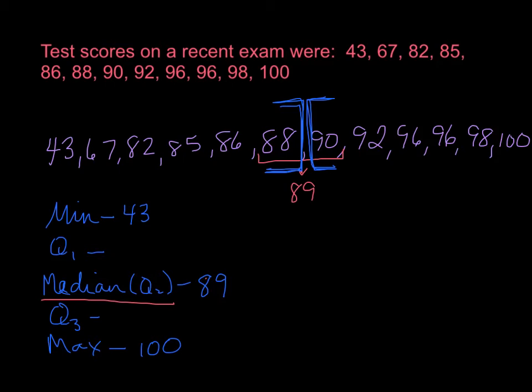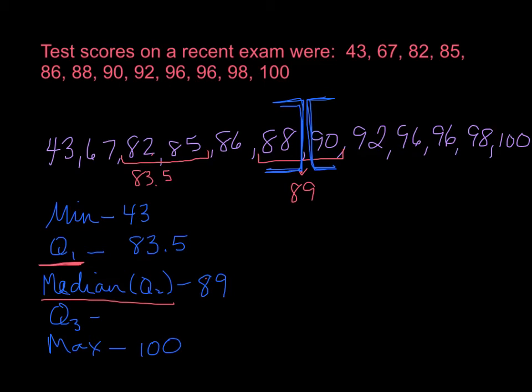Now, Q1 is the median of the lower half. So I'm just finding a median again, which I already know how to do. 1, 2, 3, 4, 5, 6. I have 6 numbers. So I have to find the middle 2. So 82 and 85 are my middle 2. I take the median of 82 and 85, and I get 83.5. So Q1 is 83.5. That's the median of the lower half.